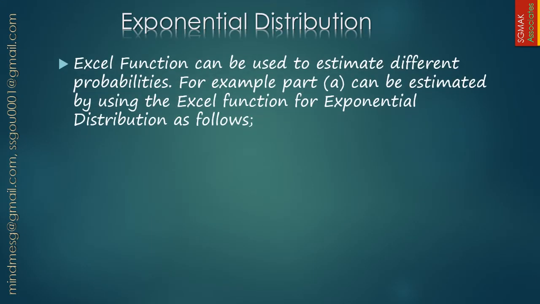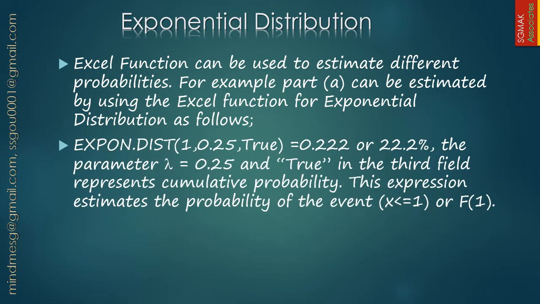Now we can use Excel functions to estimate the different probabilities. Part A we can do using Excel, which has a statistical function called EXPON.DIST, and it has 3 input parameters: the value of x, the value of lambda, and the logical parameter true or false. So for the first one, we put EXPON.DIST of 1, 0.25, and true, because we want to find the cumulative probability of failure within the first year, and that gives us 0.222. Lambda in this problem is 0.25.